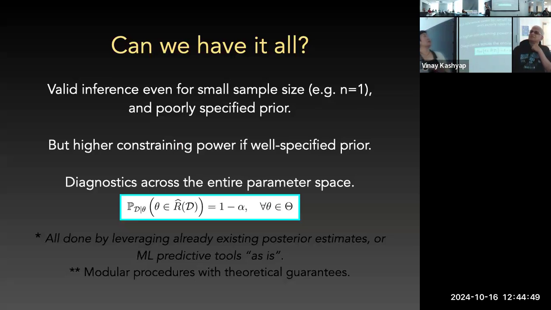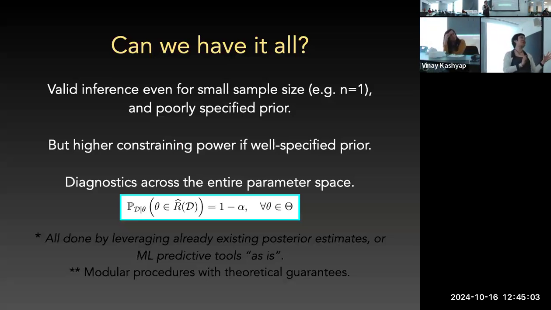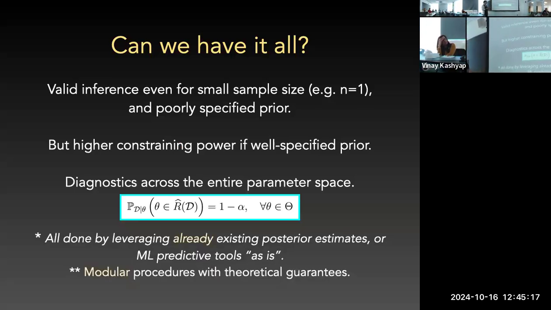Okay, so can we have it all? Again, to review, I want valid inference for small sample sizes, such as sample size 1, with a poorly specified prior, and higher constraining power when well specified. I think statisticians already know this. It's just that we have an implementation. That is the difference. And we want diagnostics across the entire parameter space, so we can actually check: do we get the right coverage? And yes, the answer is yes, it can all be done by leveraging existing posterior or ML predictive tools as is. I think that's computational. But I think our contribution is that we actually can do this, we have the software and all the procedures that have theoretical guarantees.